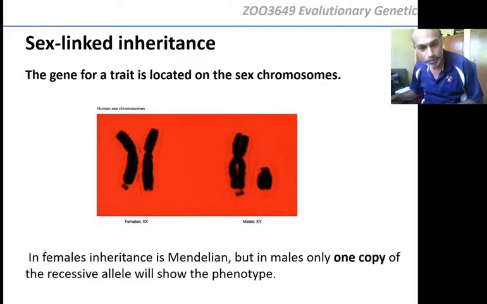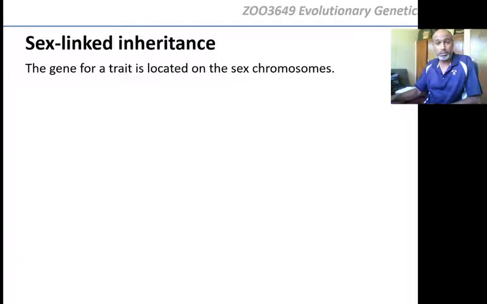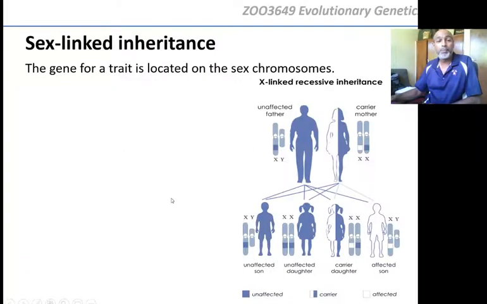All right. So in females, the inheritance is Mendelian because they have two normal chromosomes. But in males, one copy of the recessive allele will show the phenotype. So if you have any allele here, whether it's dominant or recessive, that's the phenotype you will show. And if you've got a recessive allele, then you're in big trouble, because you have no other allele to mask the dosage.